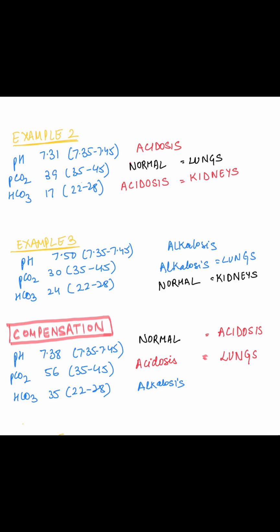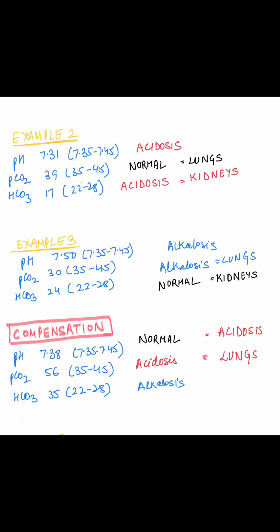Next, looking at the third example. The pH in this case is 7.50, that means it's alkaline. Carbon dioxide is 30, that means it's reduced, that is alkalosis. Bicarbonate is 24, that is normal. So arrows are in the opposite direction. So this patient has respiratory alkalosis. Treatment of this patient might include correcting the underlying problem and slowing the respiratory rate down.